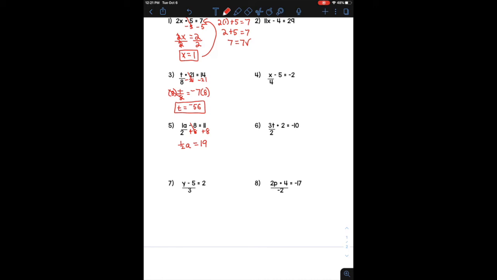And just like the previous side, when you're dividing a fraction on both sides, you're going to multiply by the reciprocal. So we're going to multiply both sides by 2, or 2 over 1. The 2s will cross simplify, leaving us with a equals 19 times 2, which is going to give us 38.